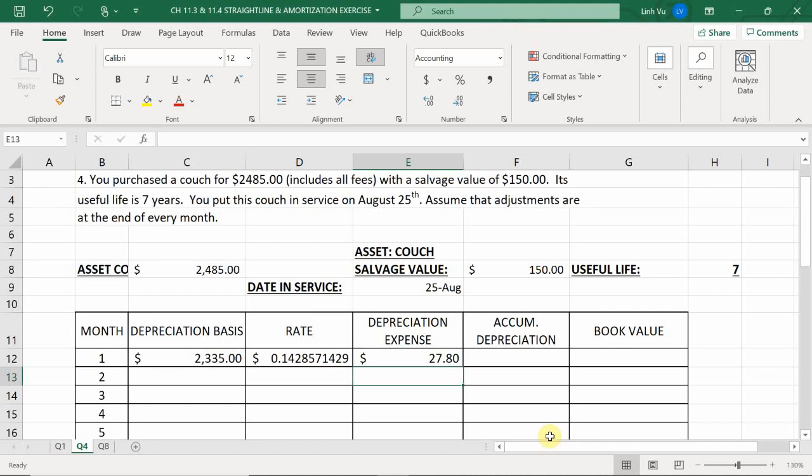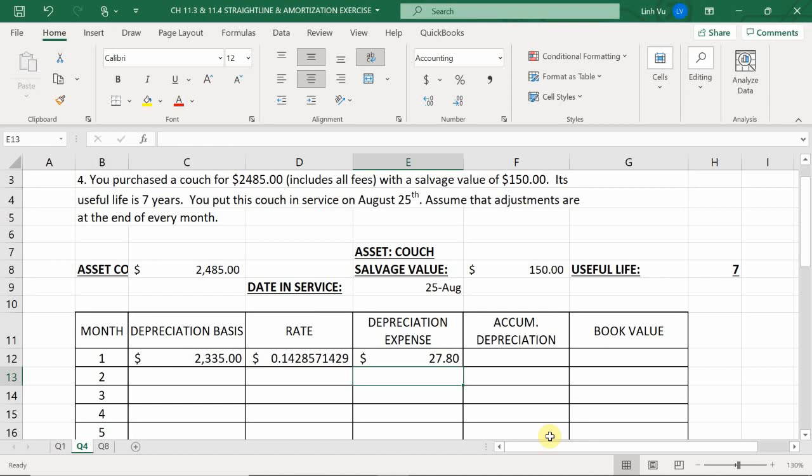Okay, so again, depreciation is not always going to have to be at the end of the year. It's the end of the accounting period, so you can have it at the end of the month. When you calculate all of the depreciation for the 12 months, that's going to be equal to the same thing as at the end of the year. You're just doing it at the end of the month, so you don't have to calculate it all at the end of the year. So in this case, I'm only focusing on the first month, and that's going to give me $27.80.